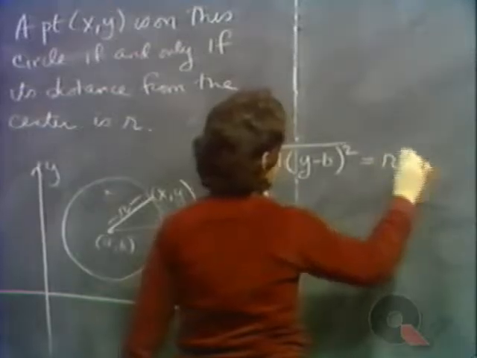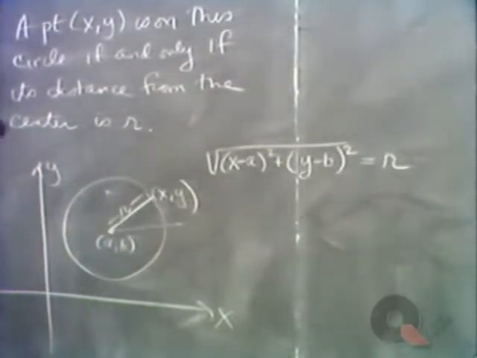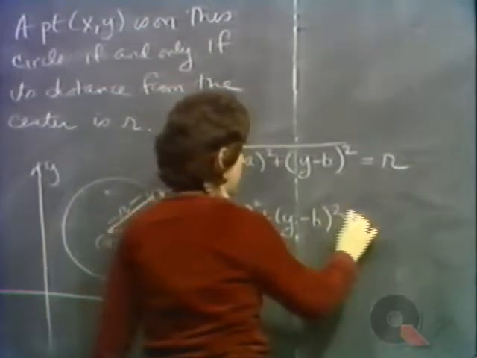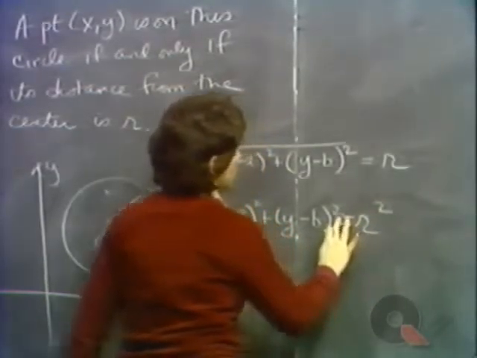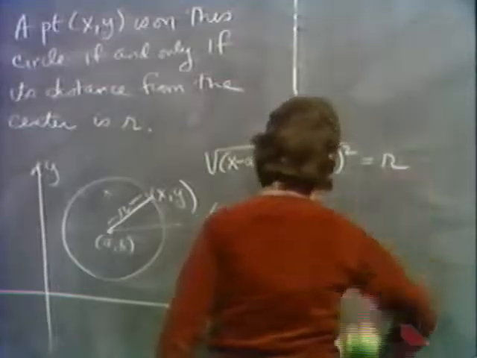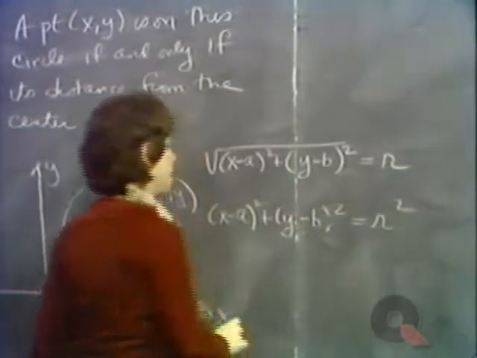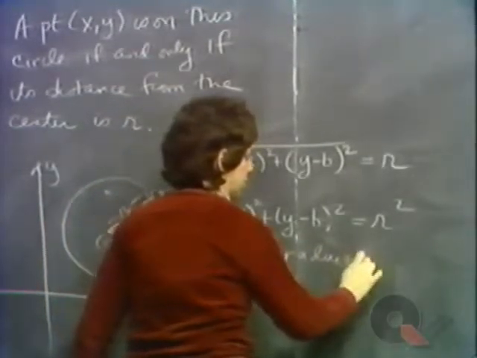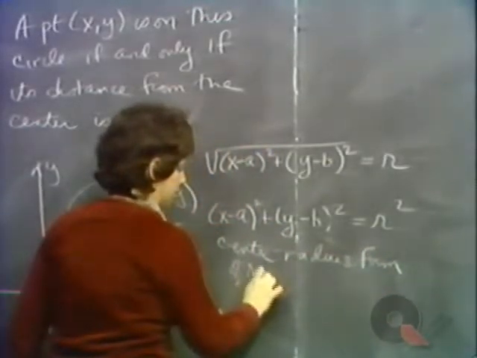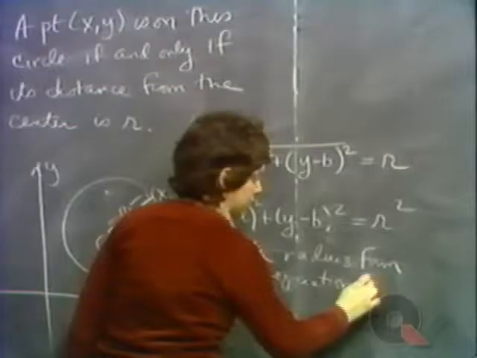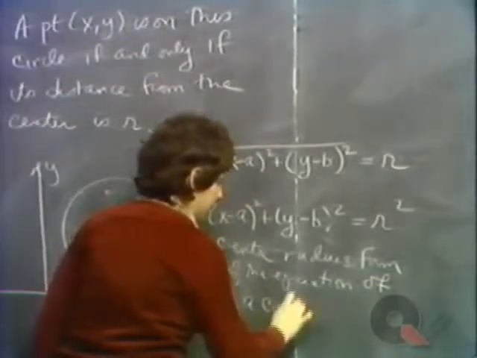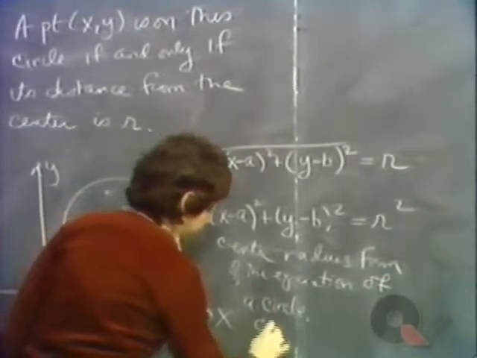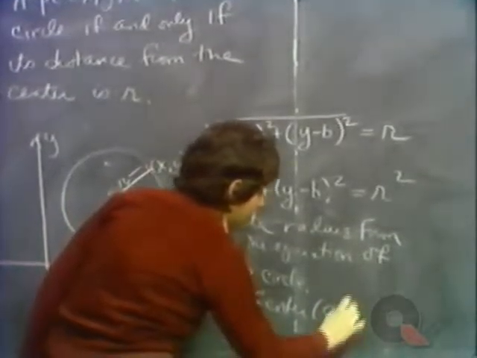And the point is going to be on the circle if and only if this distance is equal to the radius, or r. If we now square both sides of this equation, we get x minus a squared plus y minus b squared equals r squared, which is a very common form for writing the equation of a circle. This is the center radius form of the equation of a circle. This is the equation of a circle that has center at A, B and radius r.